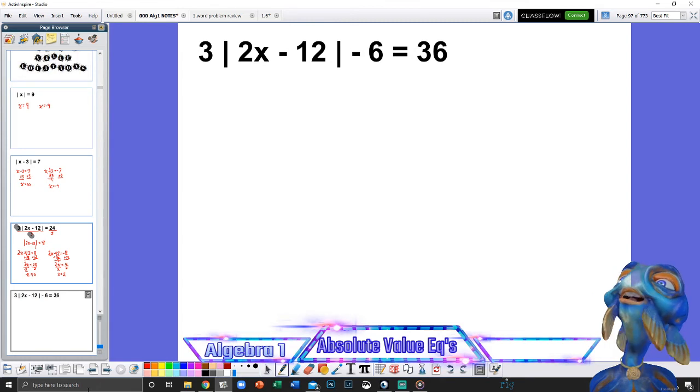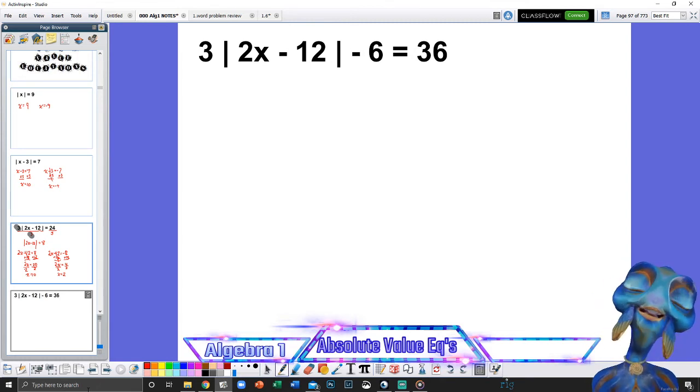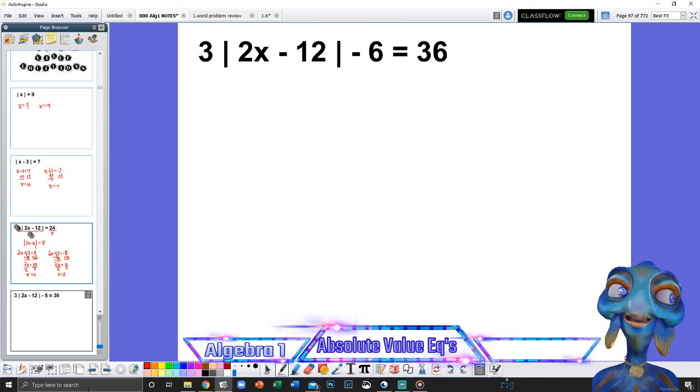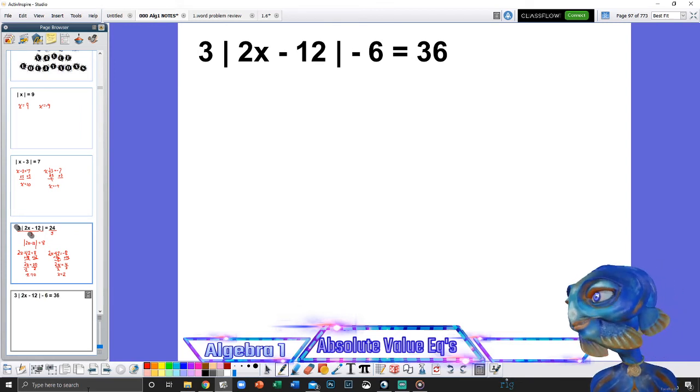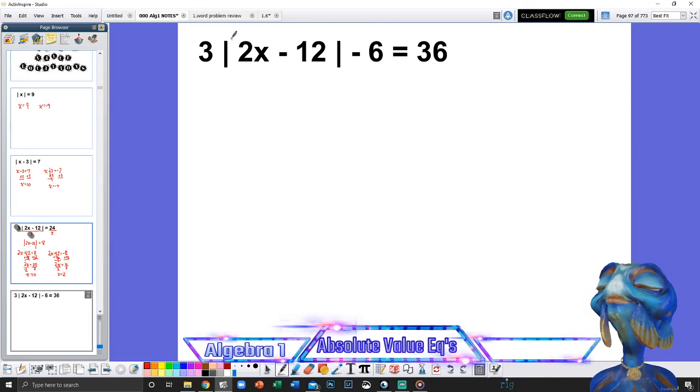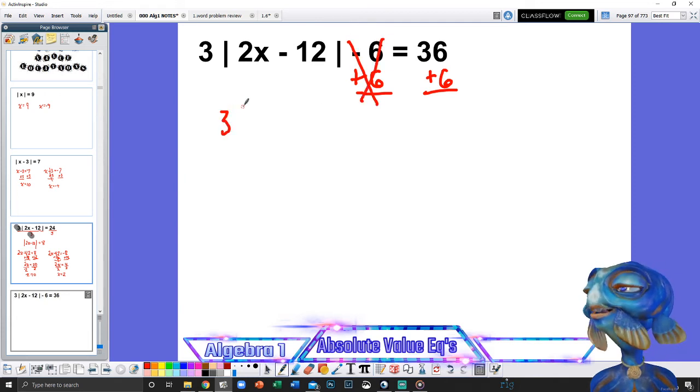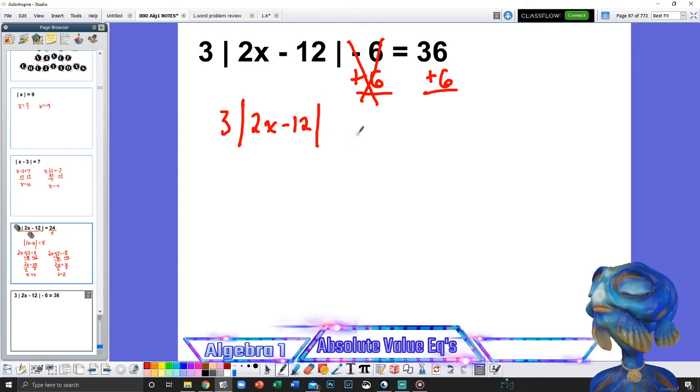Alright, this is the hardest absolute value problem I can give you. If you've got this, you are good. Go ahead, hit pause, try it, and then come back. Alright, like usual, I want to get the absolute value all alone. The first step to getting it alone is to add the 6 to both sides. Did you remember that? So those cancel, and I copy. This gives me 42.